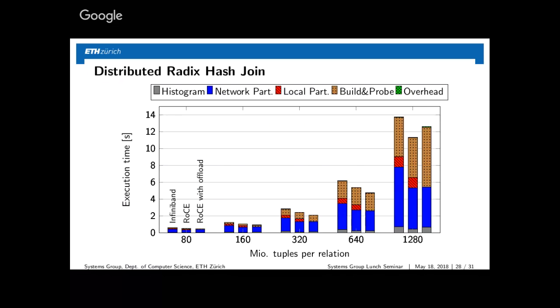But otherwise, what you can see here is that for this large data, the two network phases, so the right one includes essentially the local partitioning, has only very marginal increase. So this additional work that we put on the NIC has almost no impact on the execution time.